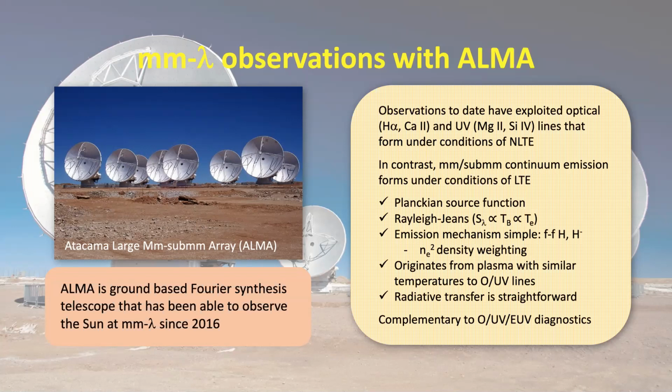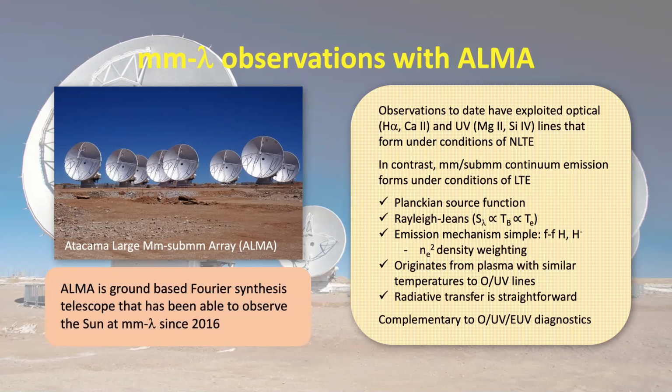The emission mechanism is relatively simple. It's collisions of electrons on ions or on neutrals. Neutrals become increasingly important as we go to yet shorter, submillimeter wavelengths. There's a density-squared weighting. It originates from plasma down in the chromosphere, similar temperatures to the optical and UV lines, and the radiative transfer is relatively straightforward. And so, I regard millimeter and submillimeter observations as highly complementary to optical, UV and EUV diagnostics.